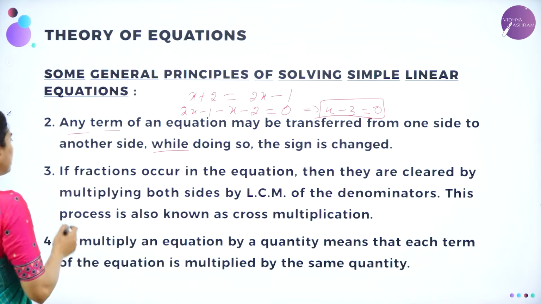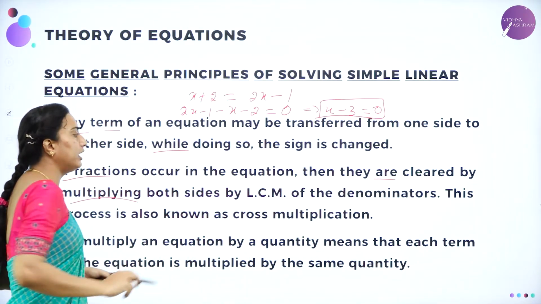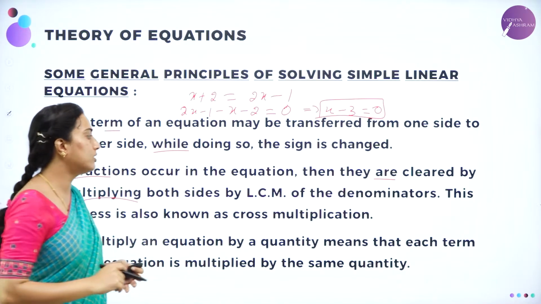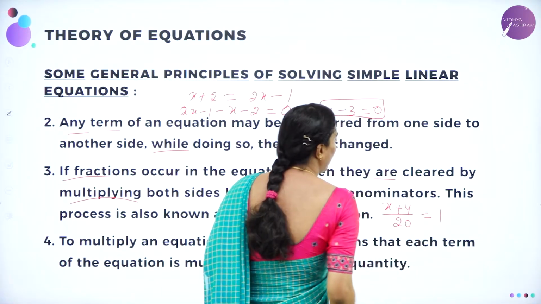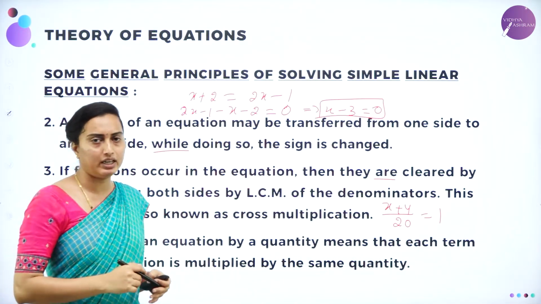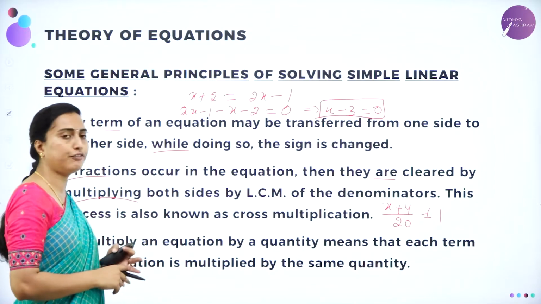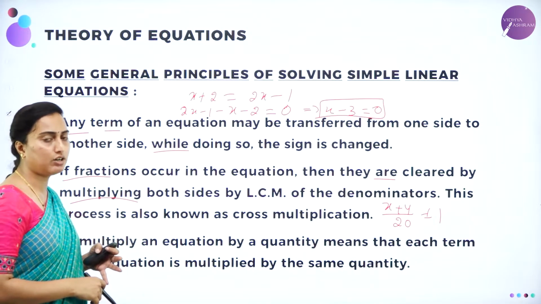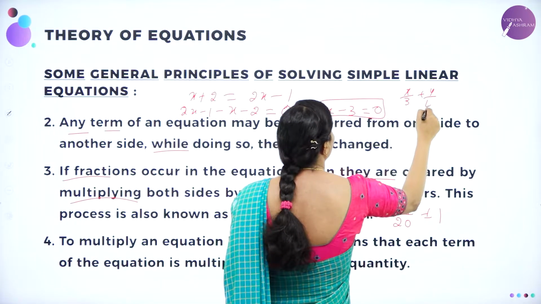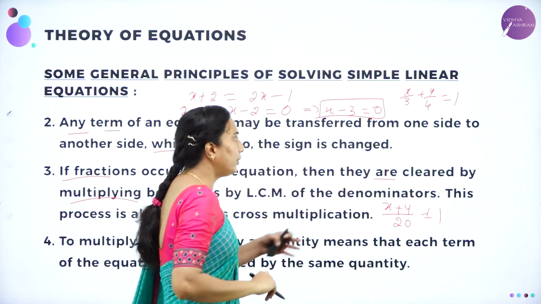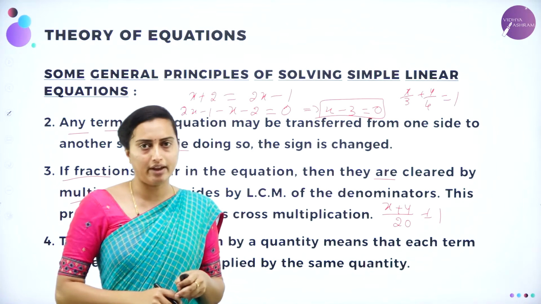Getting? That is the next rule. If fractions occur in the equation, they are cleared by multiplying both sides by the LCM. Suppose you have x plus y divided by 20 is equal to 1, you can multiply throughout by 20. Therefore 20 will get cancelled, and 1 into 20 will become 20. If you have fractions, you can multiply throughout by that constant, or you can take the LCM. You can take the LCM like this: x by 3 plus y by 4 is equal to 1. This is a two variable equation. You can take the LCM, 4 3s are 12, as the LCM. Then multiply throughout by 12. Are you getting?